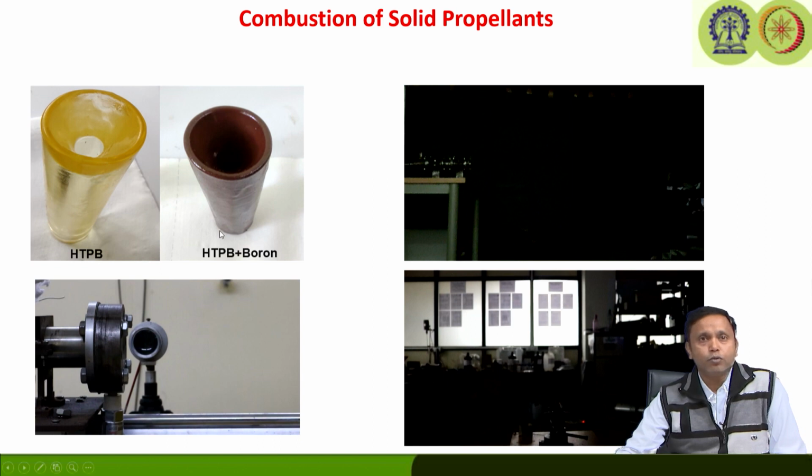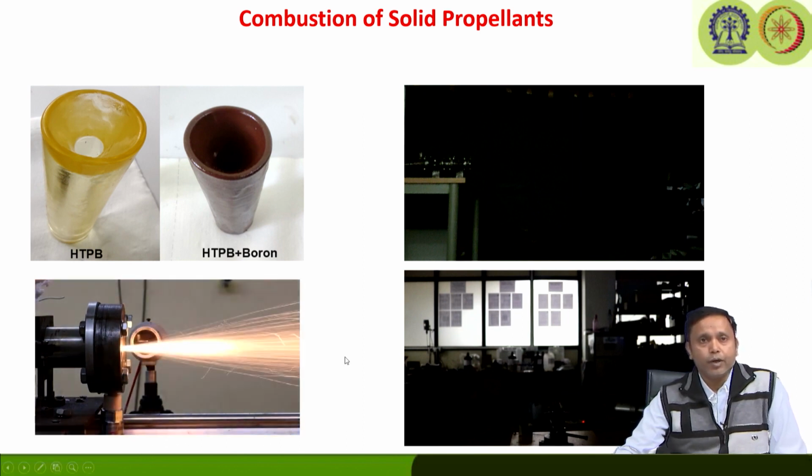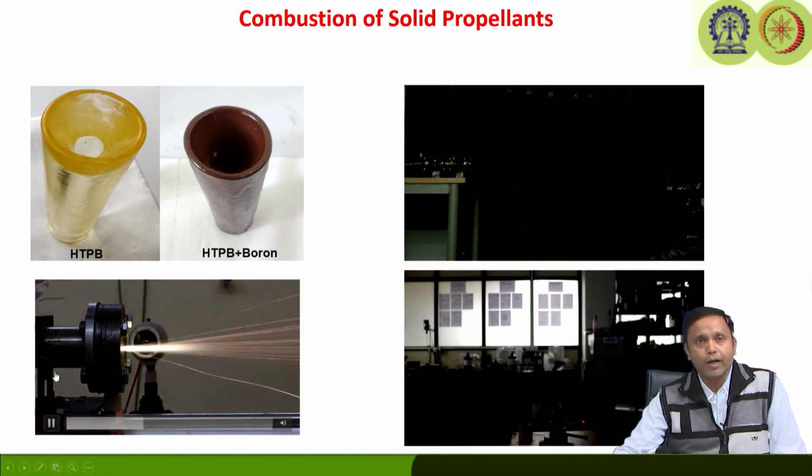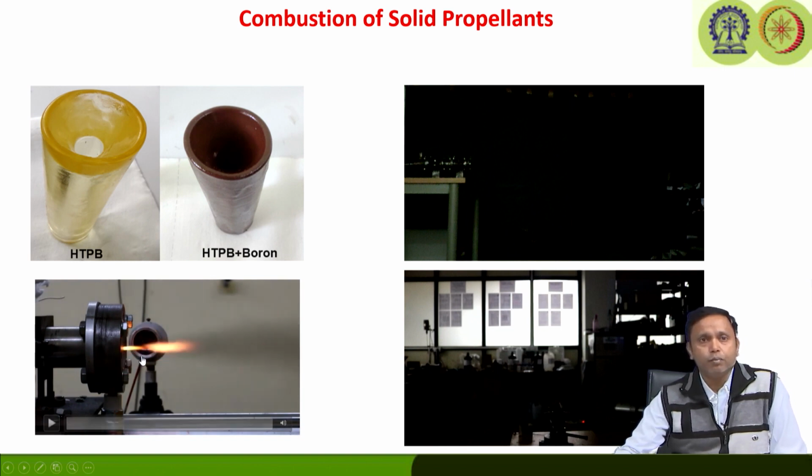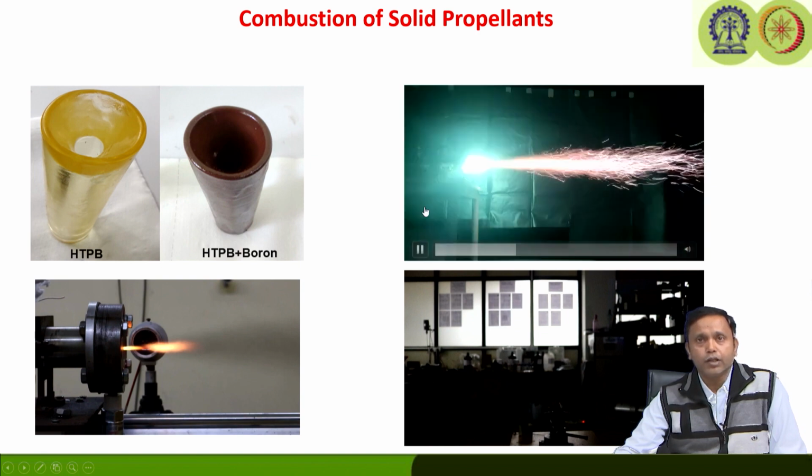I will show you a glimpse of testing videos which were taken by my student. If you look at the typical HTPB plus boron burning in an oxidizing environment, where the oxidizer is gaseous oxygen supplied from the backside, the solid fuel grain is contained in this motor casing. It is simply burning, and you can see the green hue coming from the burning boron particles. Here the boron particle percentage was moderately higher, so you can see a very intense green flame coming out of the nozzle exit.